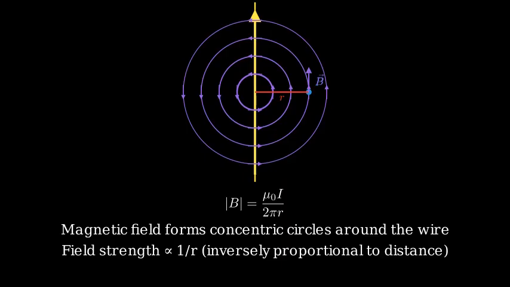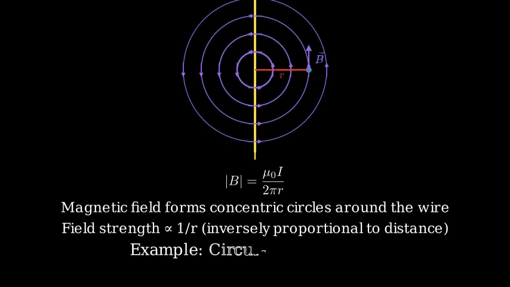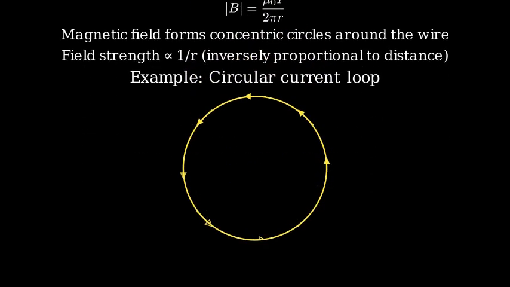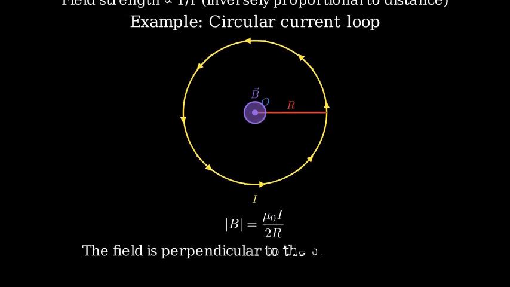Another important example is the magnetic field at the center of a circular current loop. For a circular loop of radius R carrying current I, the magnetic field at the center is perpendicular to the plane of the loop with magnitude given by this formula. Notice how the field depends linearly on the current I and inversely on the radius R.